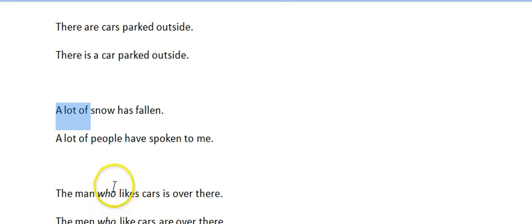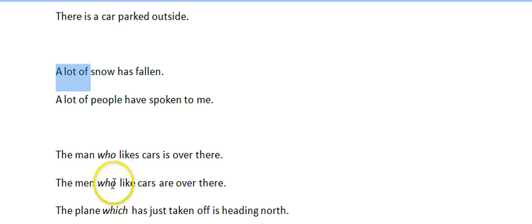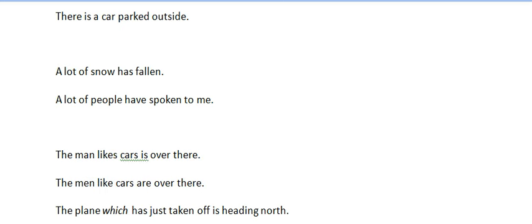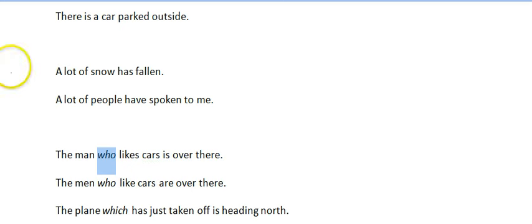The same is true when we encounter the word who in what we call relative sentences. The man who likes cars is over there. The men who like cars are over there. When do we say what? Once again, if you try and omit the word who, it's a lot easier. The man likes cars. The men like cars. So when we put the word who in, it's no different, and it all makes sense.